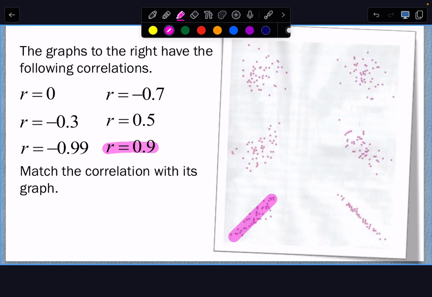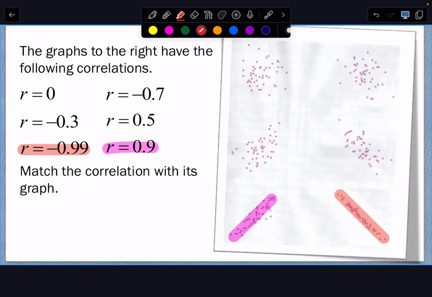If I look at the one next to it, though, so if I have a negative 0.99, which one is that most likely going to match up with? Bottom right. So now we're looking at an even stronger association, so the points follow even more closely to the form, negative, and so we get that high correlation value close to negative 1.